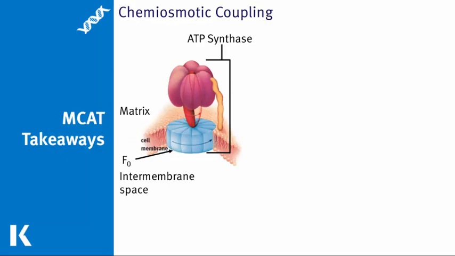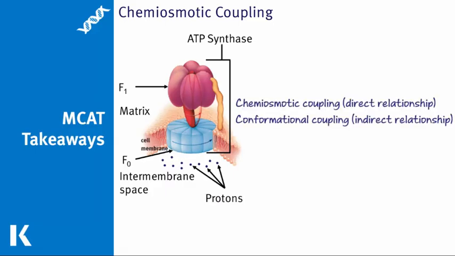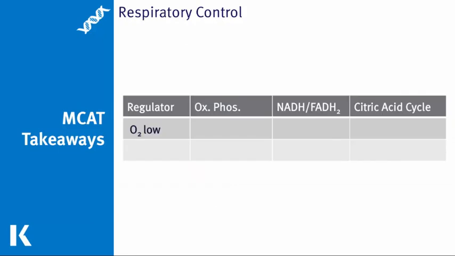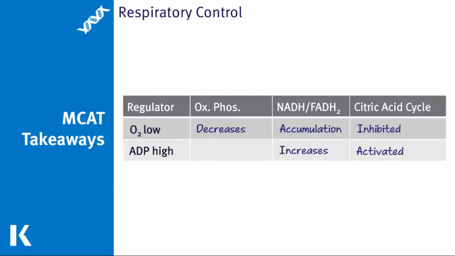F0 acts like an ion channel, and F1 is the machinery where ADP gets converted to ATP. Protons create the gradient that allows for chemiosmotic coupling and for conformational changes to ATP synthase. Respiration is the main force for controlling oxidative phosphorylation. When O2 is down, oxidative phosphorylation decreases, causing proton carriers to accumulate and inhibit the citric acid cycle. When ADP is high, the citric acid cycle turns back on, proton carriers are produced, and oxidative phosphorylation increases.